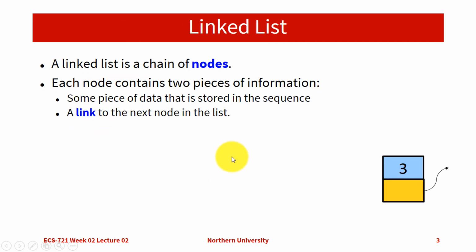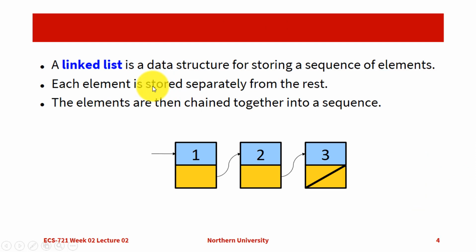So let's move on. A linked list is a chain of nodes. As I told you before in the previous lecture, each node contains two pieces of information, one to represent the data, and second, a pointer which links to another node in the list. A linked list is a data structure for storing a sequence of elements. Each element is stored separately in computer's RAM, but they are chained together using pointers.